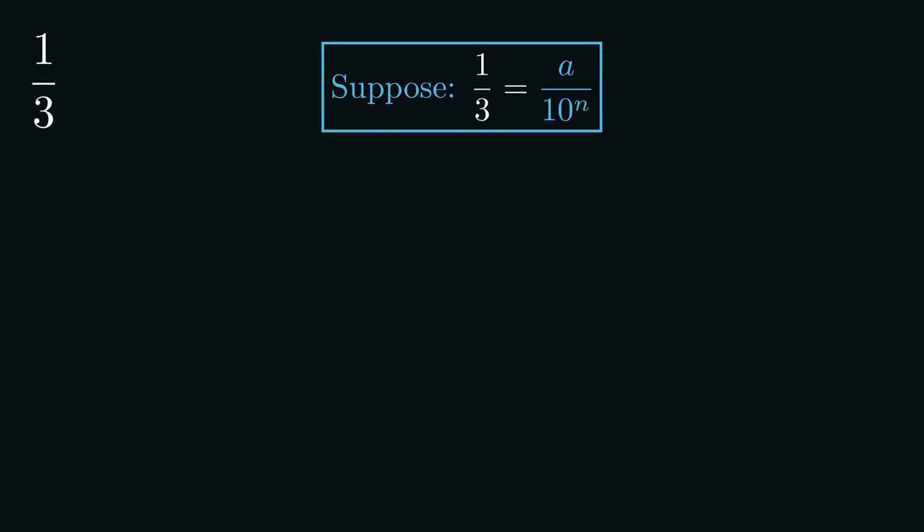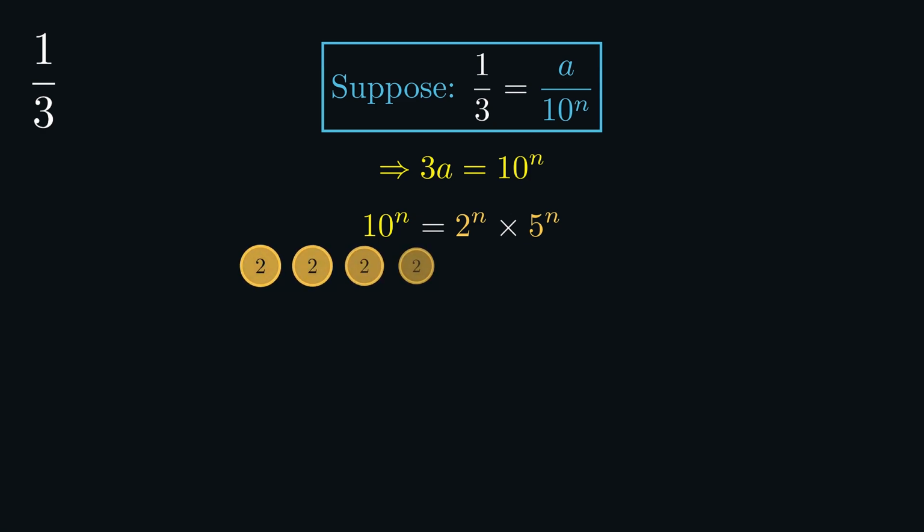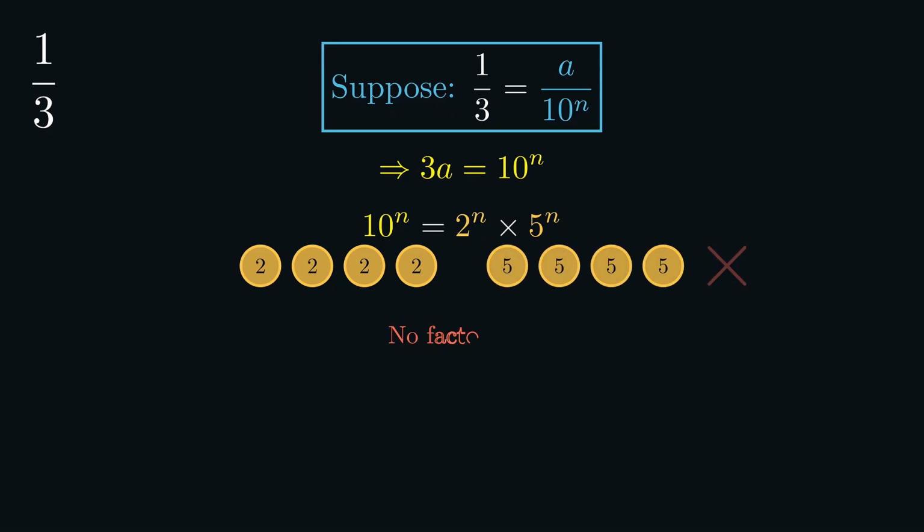Consider 1/3. Suppose, for the sake of contradiction, that 1/3 equals some integer a divided by 10 to the n. Then 3 times a equals 10 to the n. But the prime factors of 10 to the n are only 2's and 5's. 10 to the n equals 2 to the n times 5 to the n. There's no factor of 3 anywhere, so 3 cannot divide 10 to the n. Contradiction. 1/3 has no finite decimal representation. It requires infinitely many digits, 0.333 forever.